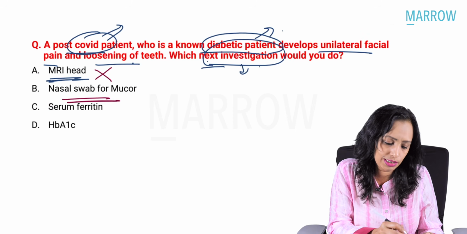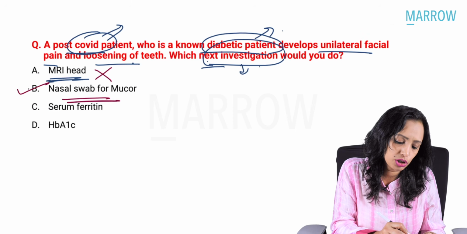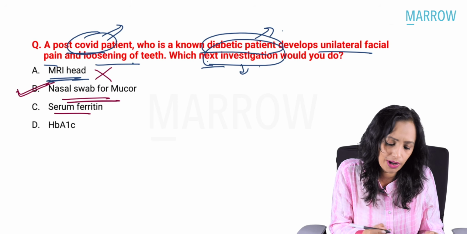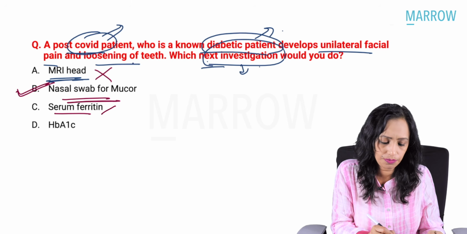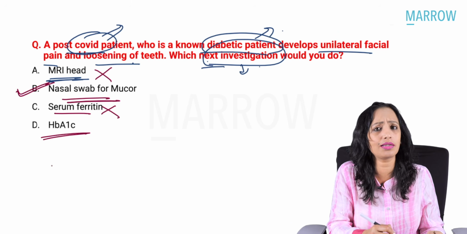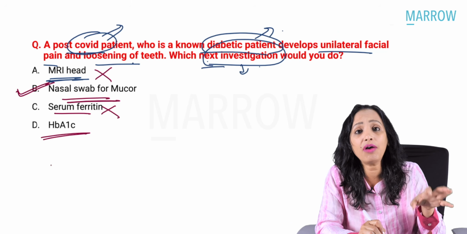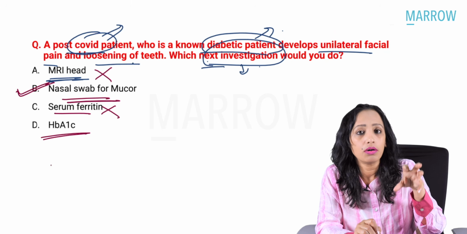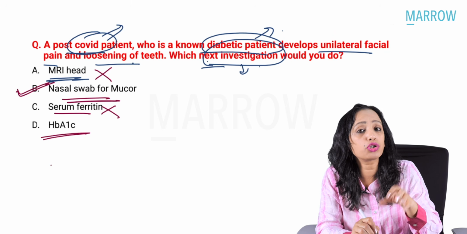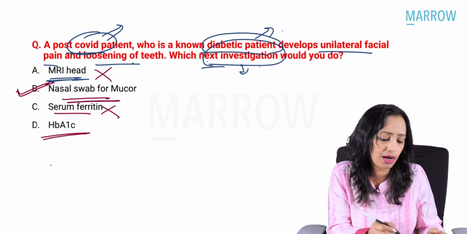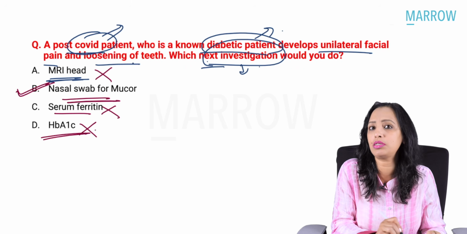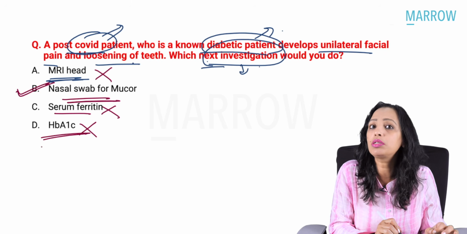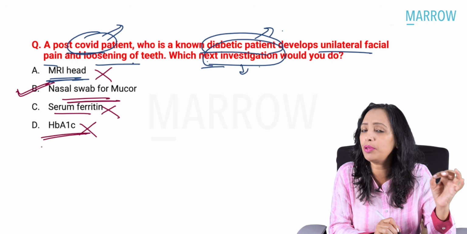So the next, yes, looks like the nasal swab. Let us see the other choices. Serum ferritin. Why for diagnosis? No. HbA1c. Yes, this is a diabetic patient. But now we want to diagnose what? Mucormycosis. So for that, the next step will be a nasal swab, not a HbA1c. Yes, HbA1c we will do, but that will not be the immediate next step.